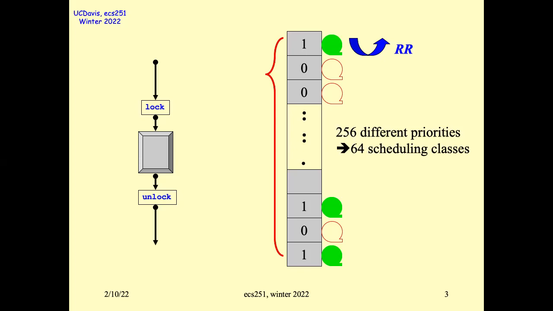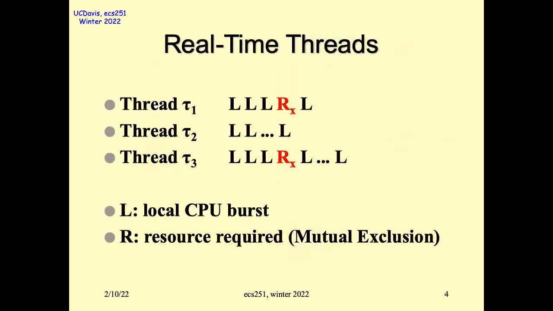Okay, so that's real-time scheduling on the right, and then mutual exclusion. Okay, I'm going to use some example to describe or illustrate the issue of priority inversion.